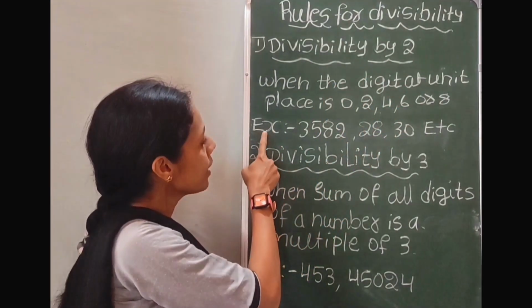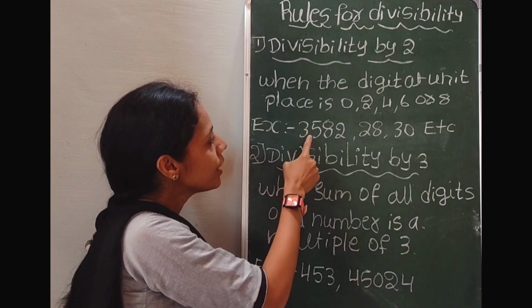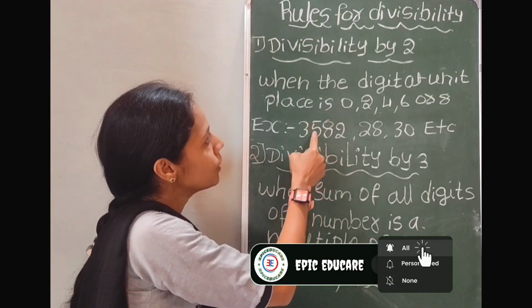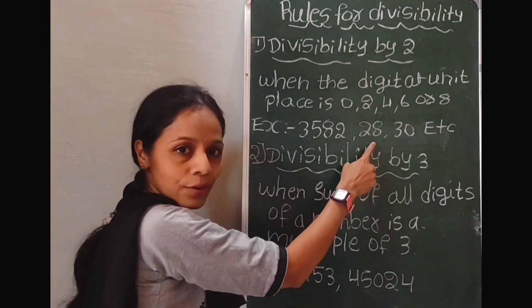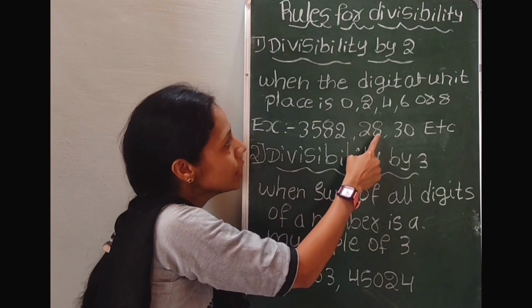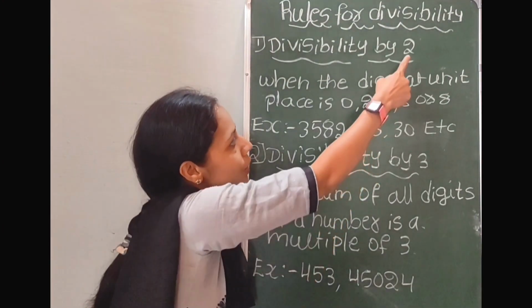Okay. Consider an example. The first number is 3582. In the unit place, 2 is there, so it is divisible by 2. Consider another example. 28 is there. In the unit place, 8 is there. So it is also divisible by 2.